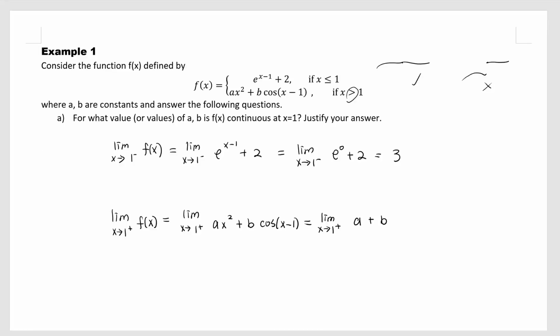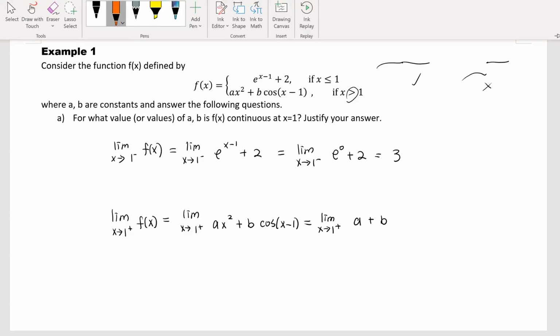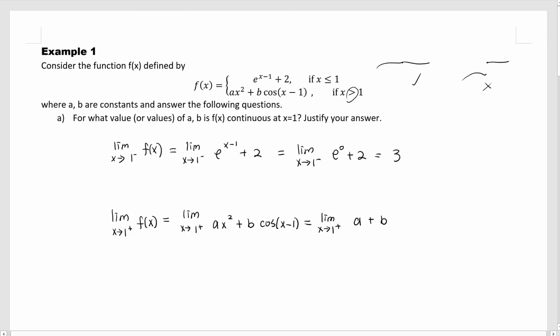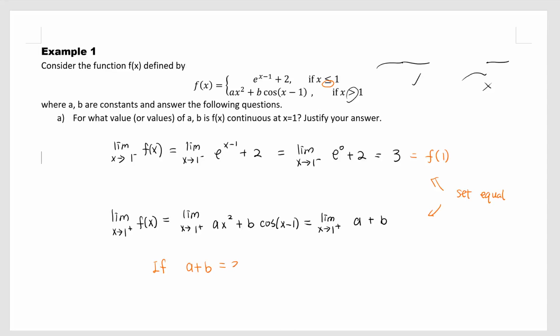And don't forget, in order to show continuity, you need the left side limit equal to the right side limit equal to the function value. So what's the function value? You're looking for where you have the equal sign. So this piece is f of 1. Set them equal. So you can say if a plus b equals 3, then f is continuous. All right, so that is part A.